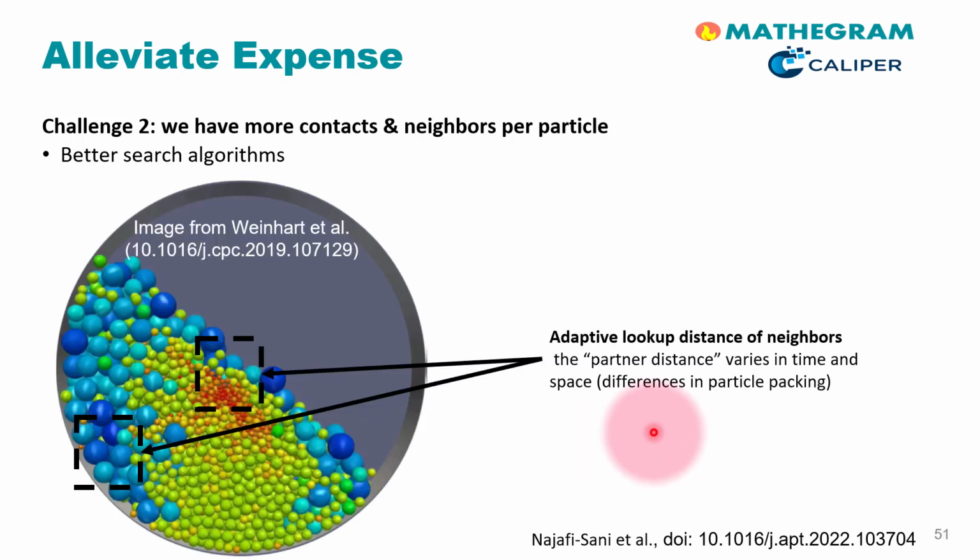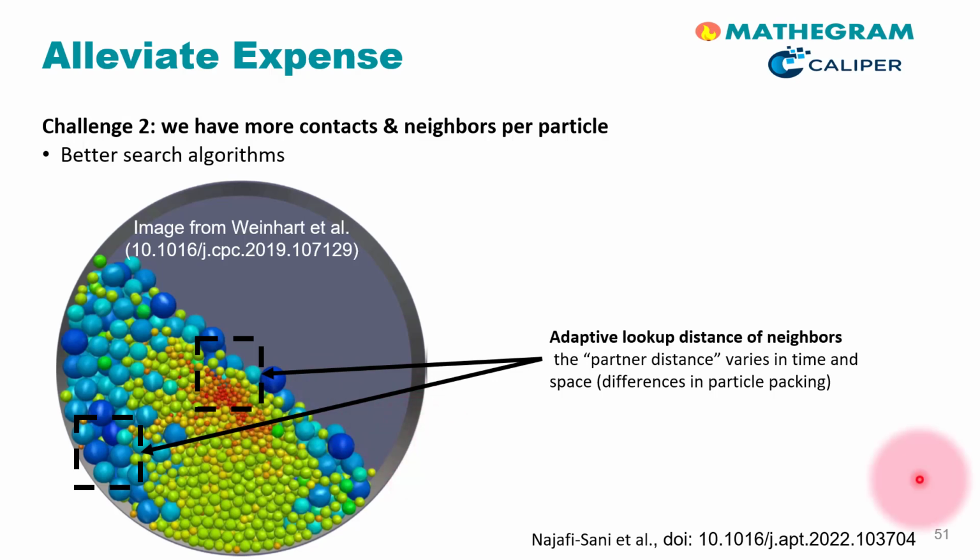There is another relatively minor improvement that is possible in neighbor search algorithms, which has been published recently by Najafi Sani et al. They propose to use an adaptive lookup distance to search for potential collision partners. The idea is that the partner distance varies in time and space and is adapted to differences in particle packing, as illustrated here on the left. Certainly, this is an interesting idea. However, it is currently not widely adapted, since the simpler the algorithm is, the more impact it typically has.